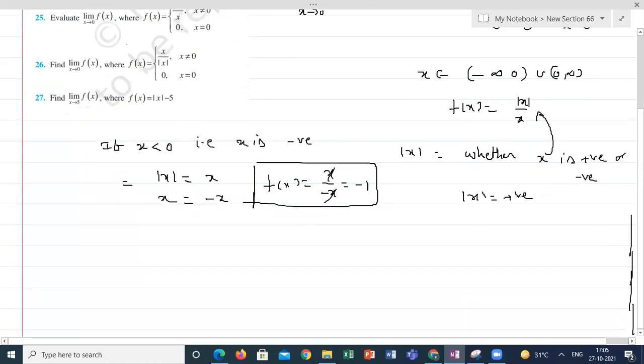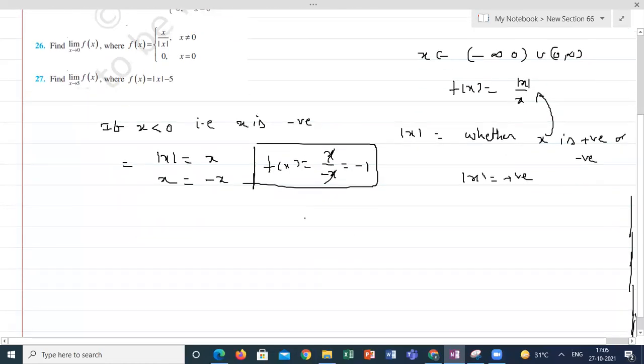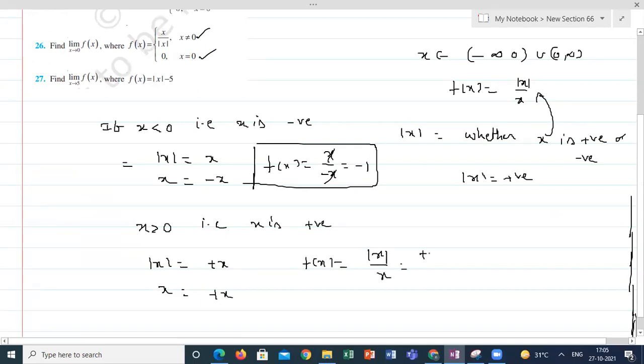So this is important: rewriting the function into exact formats. This is valid everywhere, not only here. Whenever you are getting mod x by x, based on these boundary values, you have to decide. If x is greater than 0, that is x is positive, mod x is plus x and x is plus x. In this case, my f of x will be equal to mod x by x, that is plus x by plus x, it will be plus 1.